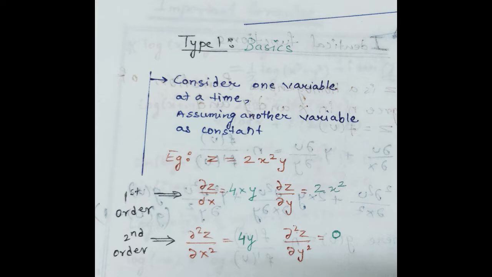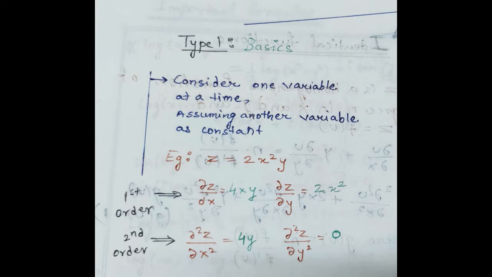Here we have to find the partial derivative, dou z upon dou x, which is equal to 4xy. The power of x is shifted to the left, which is how we take the derivative of normal terms, and y was treated as a constant. Similarly, when we find dou z upon dou y, then 2x squared was treated as a constant, where the derivative of y was 1.